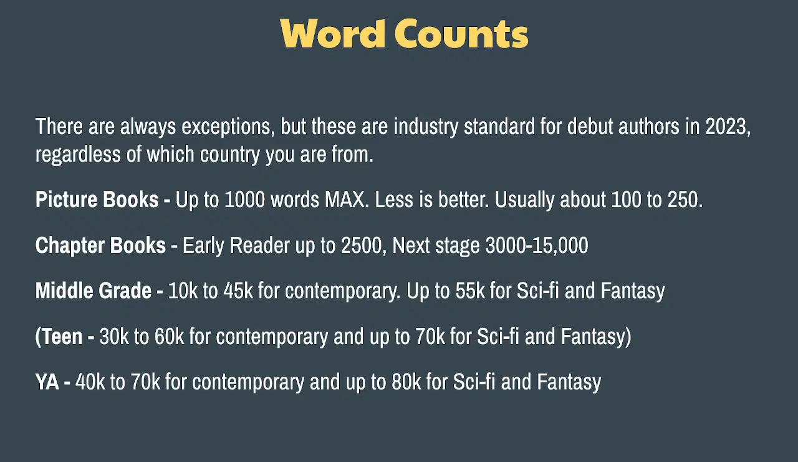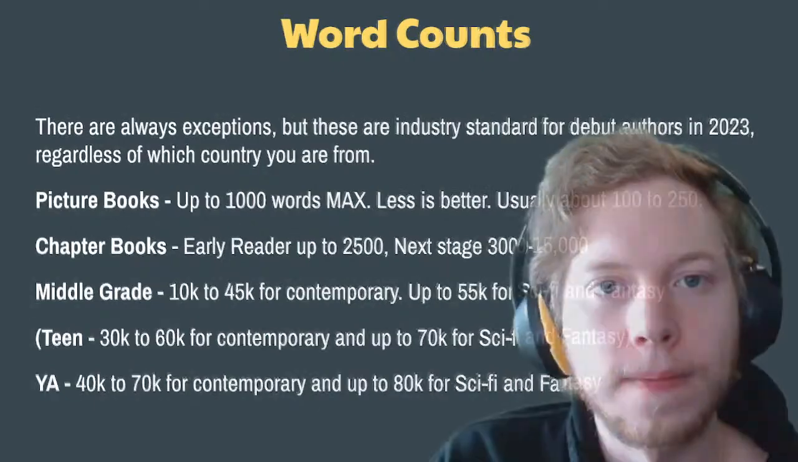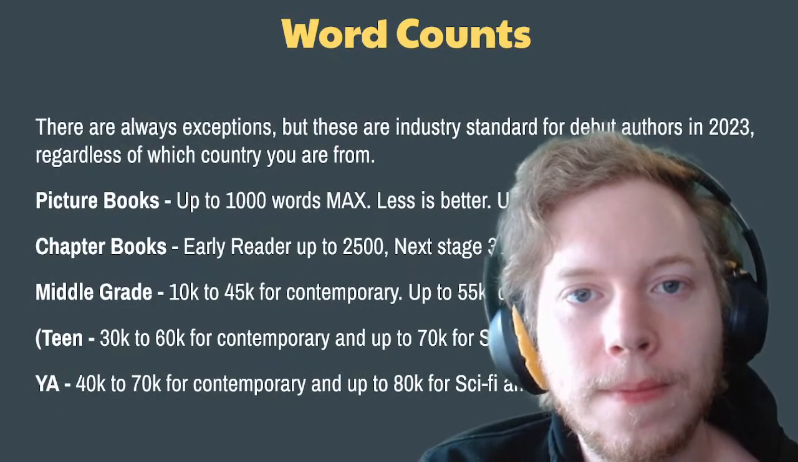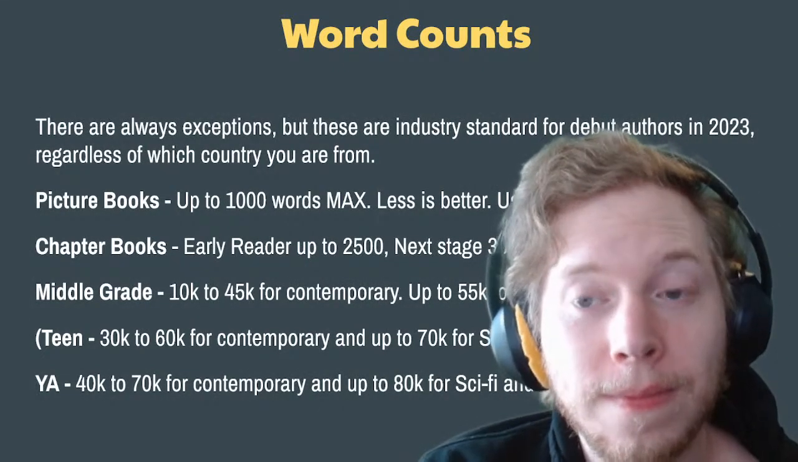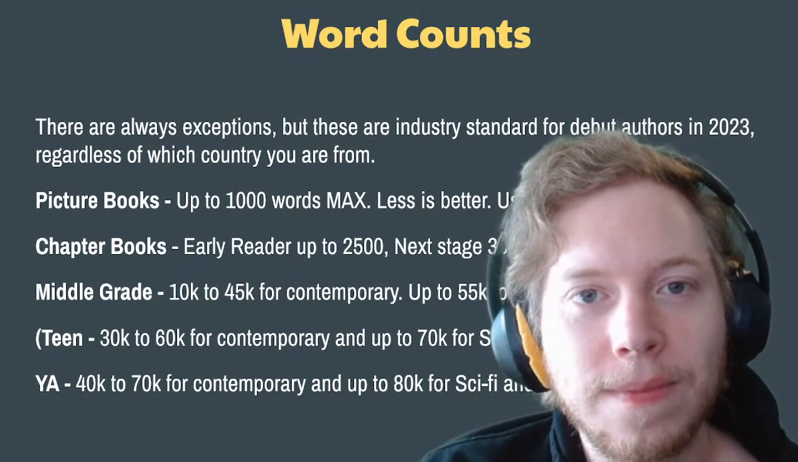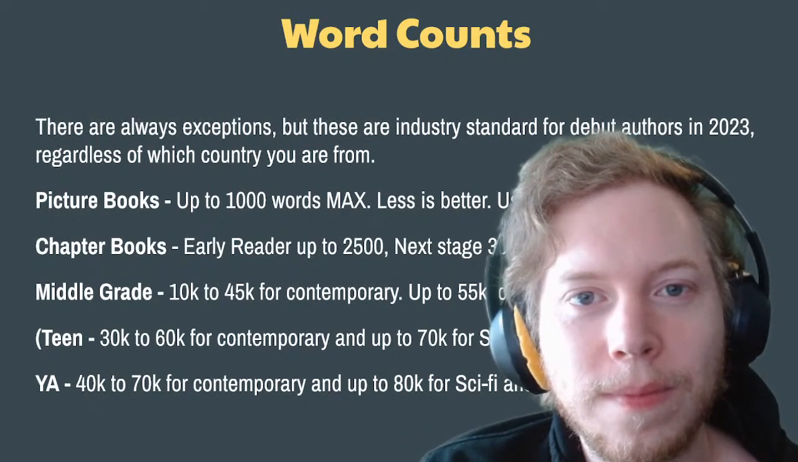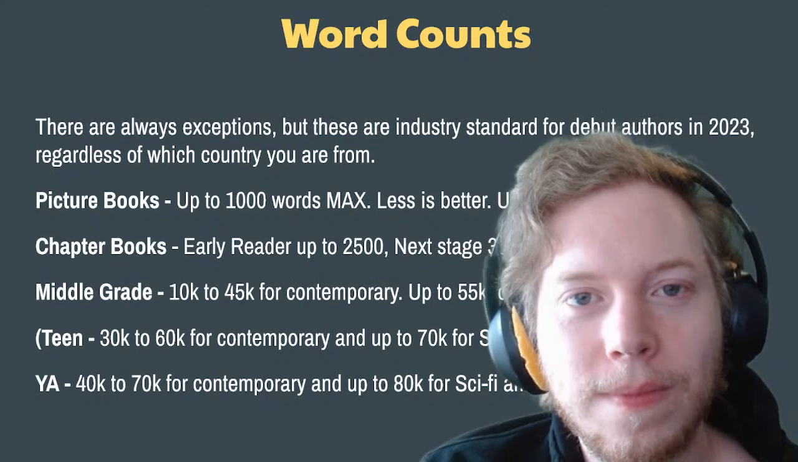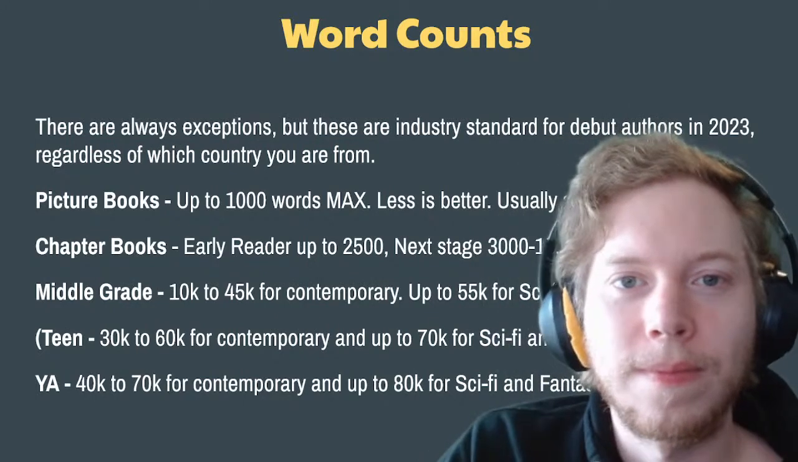Chapter books are for the early reader, it's up to 2,500 words, and then the next stage is 3,000 to 15,000. So you don't have a lot of words to tell a story, and you've got all this complexity. Even in a picture book, you've got some kind of character growth. It might be really basic, simple, but it's there. You've got to still establish the character. You still got to have a start. You still got to have the inciting incident. You still got to have a complication in the middle.